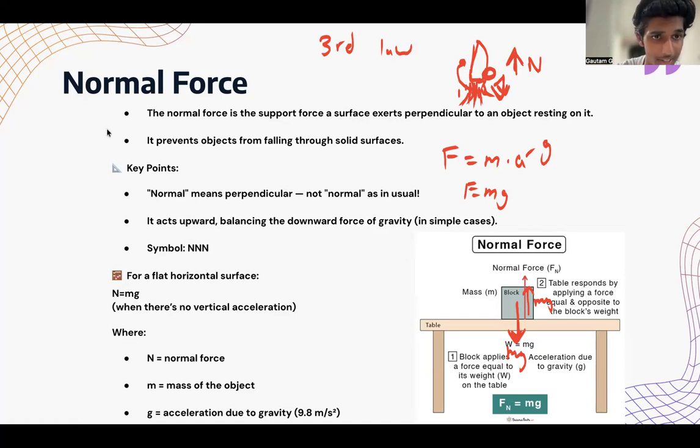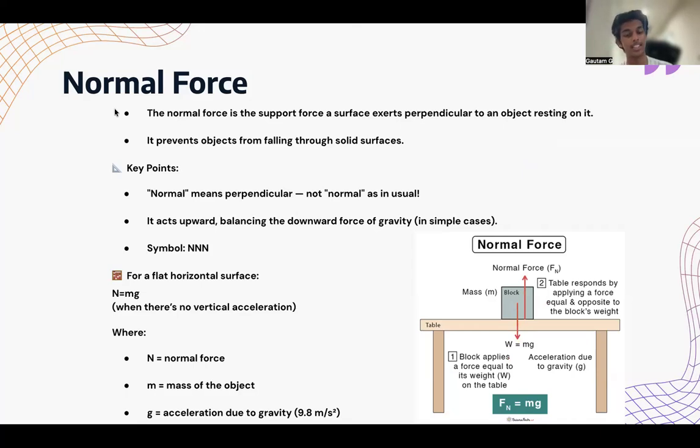Ethan also put the static friction explanation if that helps. But don't worry too much about the equations. That'll come to you once you understand the concepts, because the equations aren't as hard as understanding the concept itself. But yeah.